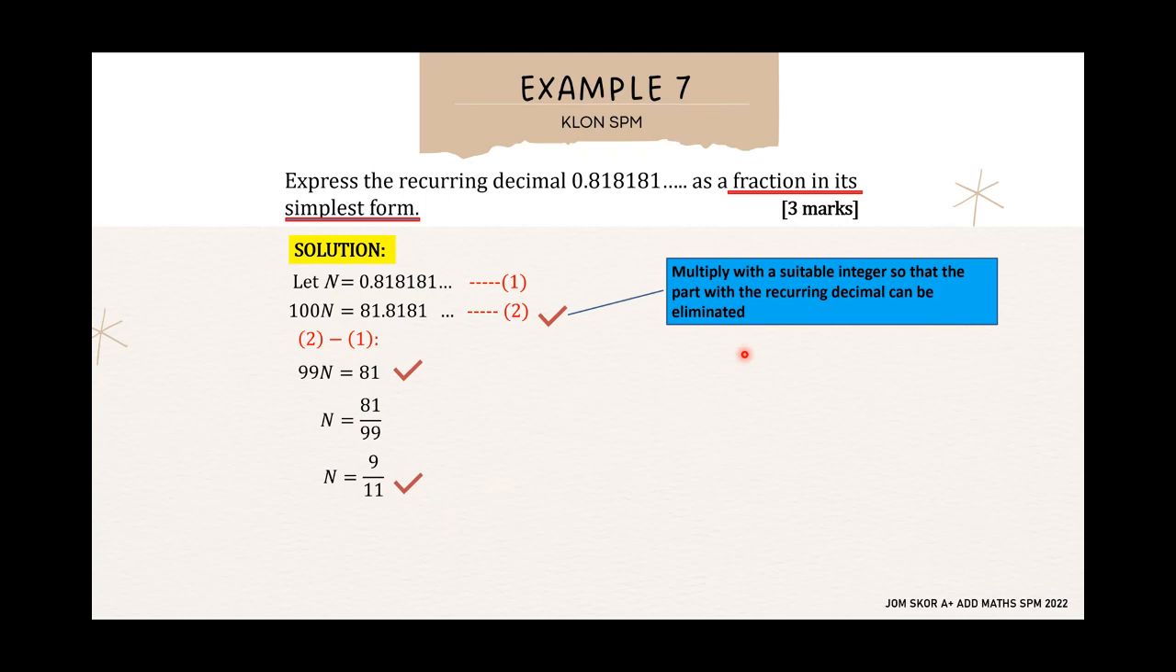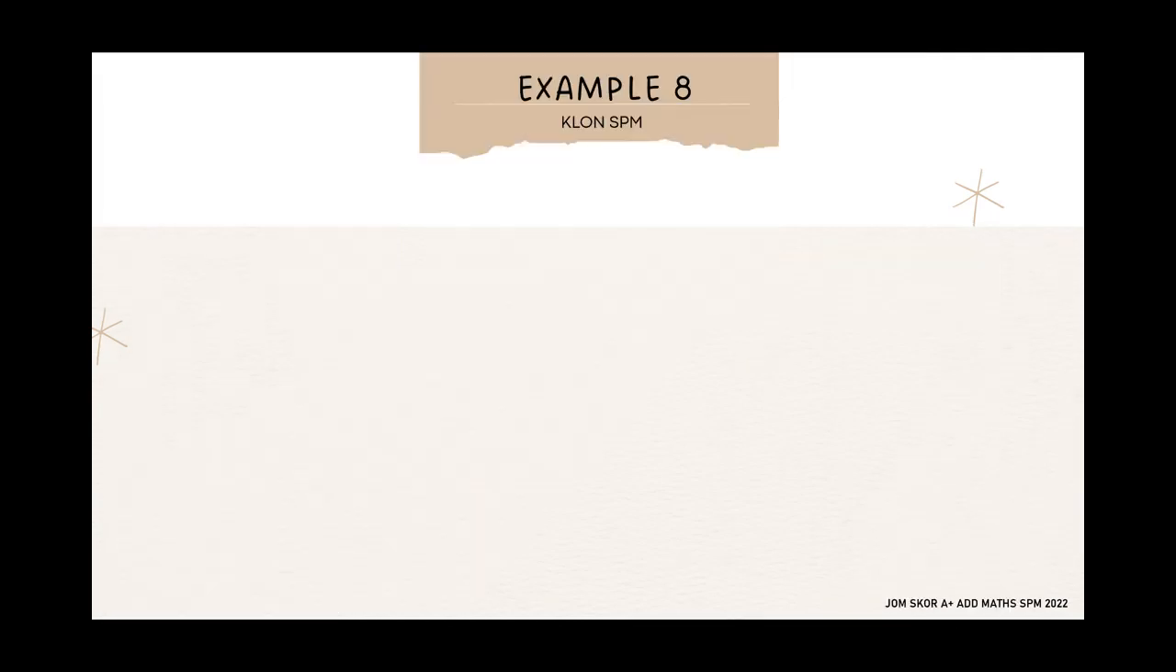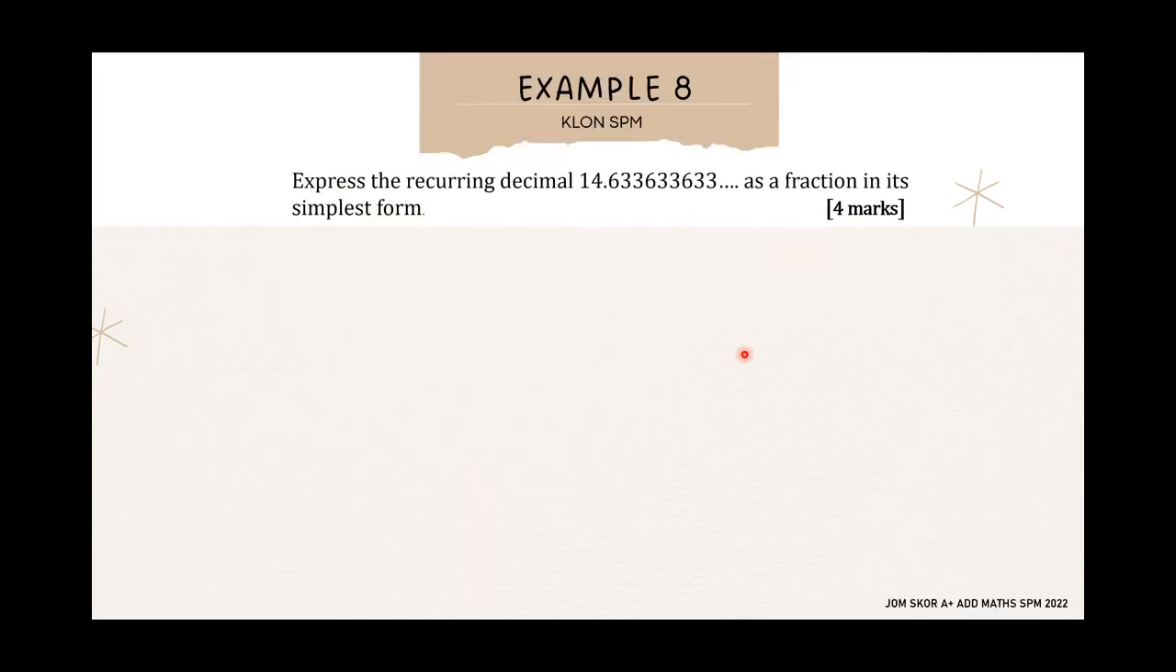Okay. But next, example number 8. Soalan yang hampir sama. Express the recurring decimal 14.633633... Jadi lagu dah. Okay. As the fraction in its simplest form. Again, dia nak kita tulis dalam pecahan yang paling mudah. Okay. Apa perbezaan antara soalan 7 dengan soalan yang ke-8?